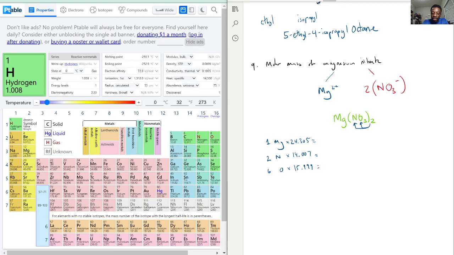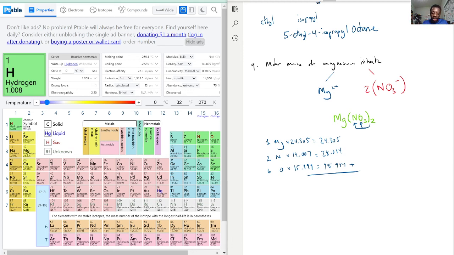So if we now were to add everything up, first we multiply. So that's 14.007 times 2, that's 28.014. And 15.999 times 6, we have 95.994. So we're going to add everything up together, because what I've done is I've gotten the atomic mass units of its constituents and add them all together to be able to get its molar mass.